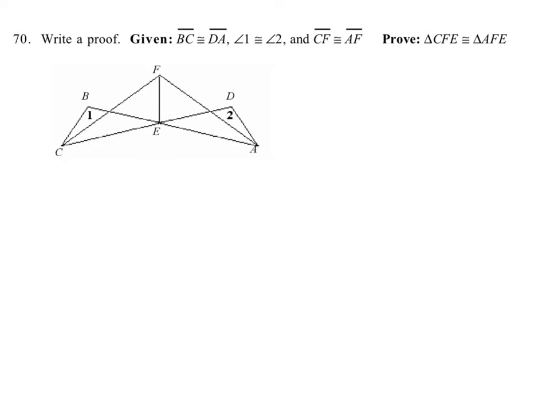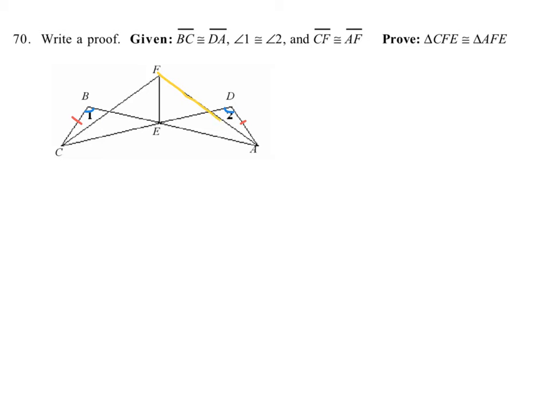So given that BC is congruent to DA, let's mark that with a single segment mark here and here. And angle 1 is congruent to angle 2 here and here in blue. And CF is congruent to AF. This whole side right here, CF is congruent to AF, that whole length right there.